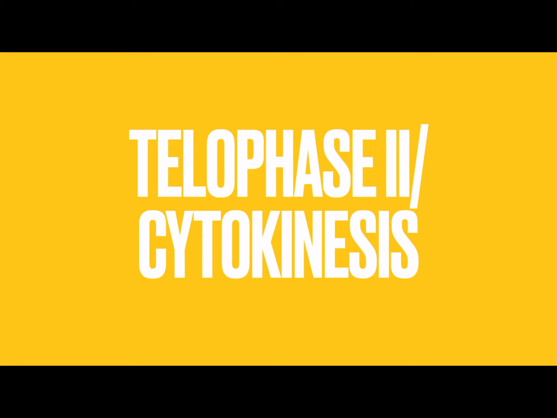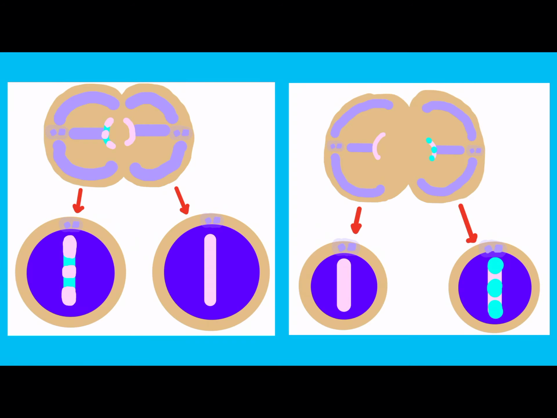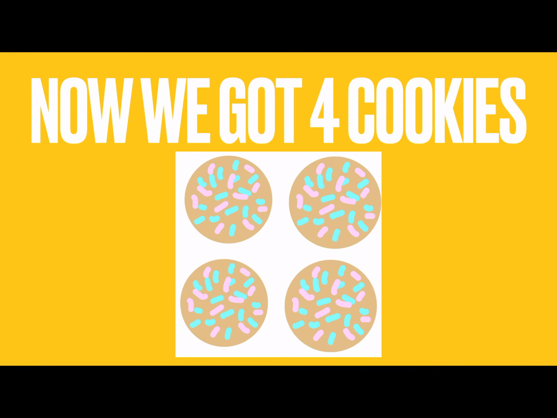The final stage of meiosis is telophase 2/cytokinesis. It is the same as the telophase/cytokinesis of mitosis, but instead of producing 2 diploid cells, it produces 4 haploid cells. Here's what it looks like on cookies. After meiosis, we have 4 haploid cells, or 4 cookies.